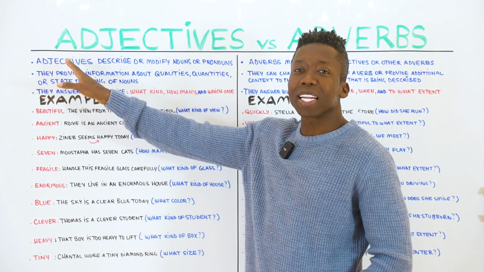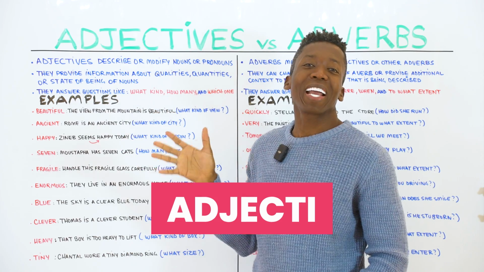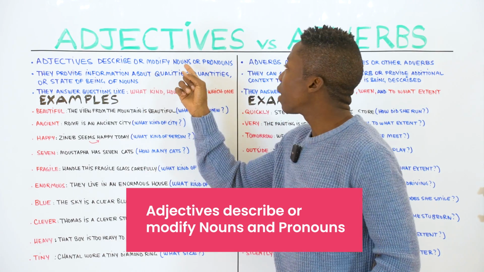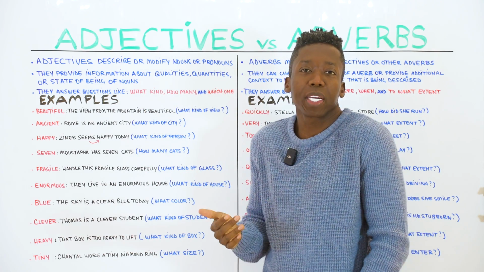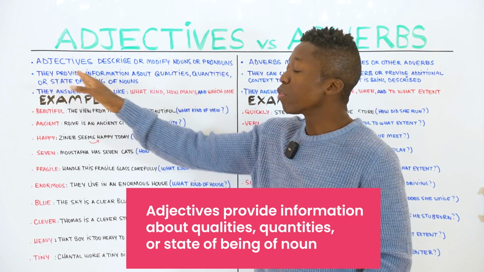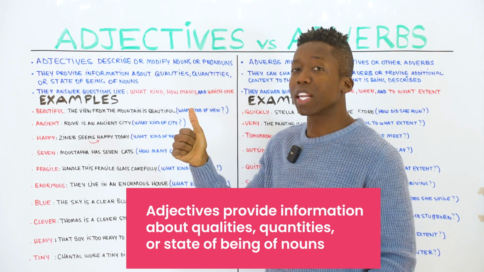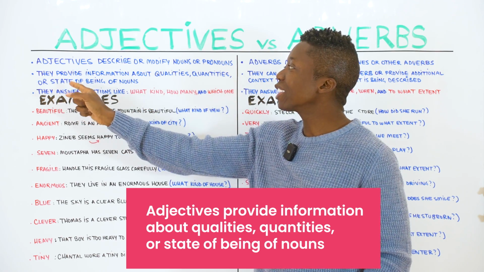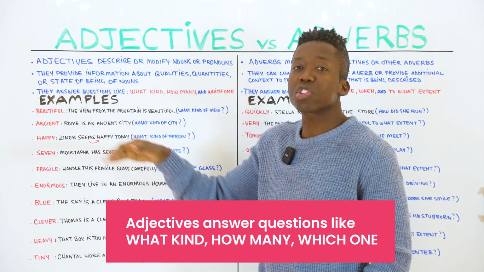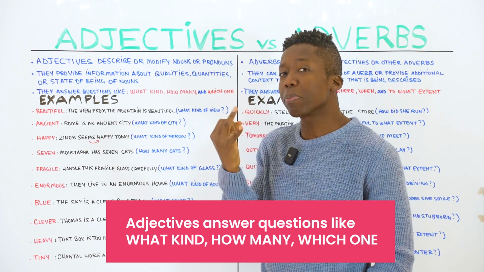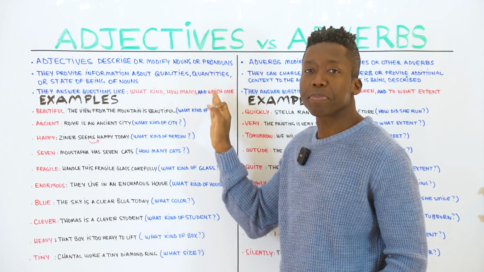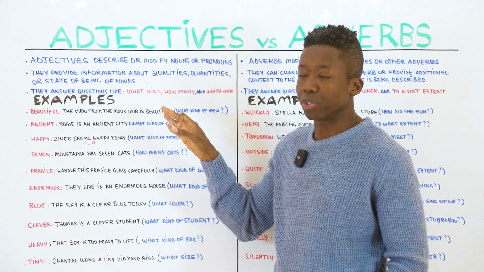For the first part, let's talk about adjectives. What are adjectives? Well, adjectives describe or modify a noun or pronoun. That's what they do. They modify a noun or modify a pronoun. Adjectives provide information about qualities, quantities, or state of being of nouns. They answer questions like what kind, how many, and which ones, or which one. Those are the three types of questions an adjective answers, all right?